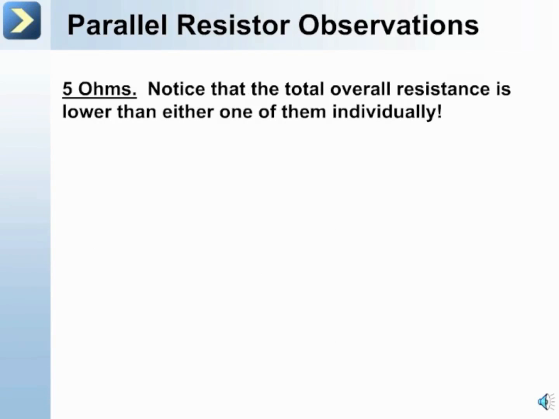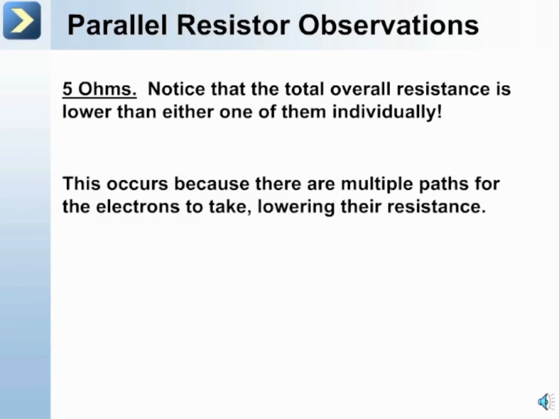Notice that the total overall resistance is lower than either one of them individually. This is what happens when you have parallel resistors because there are multiple paths for the electrons to take, lowering their resistance. The current branches off through the different resistors, lowering the total resistance.